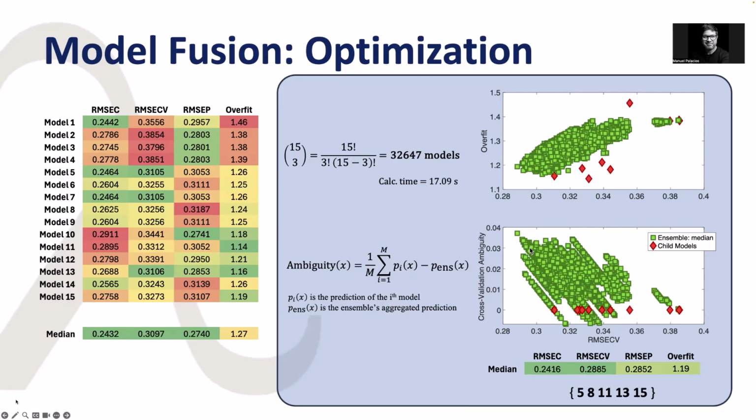The important thing here is that because you want the model with the highest ambiguity, it's very easy for us to pick the ideal model. You want the model that has the lowest error of cross-validation with the highest ambiguity. You can see here that from those 32,000 possible combinations of these 15 models, the model that we want is the one that is up here. That's a model that has the models 5, 8, 11, 13, and 15 in this list. You can see the error of cross-validation is lower. The error of prediction is a little bit higher.